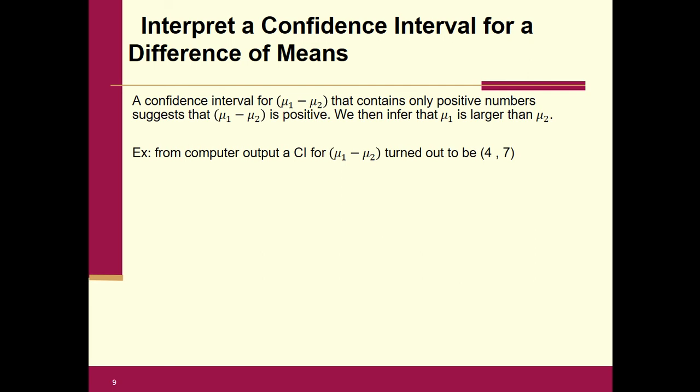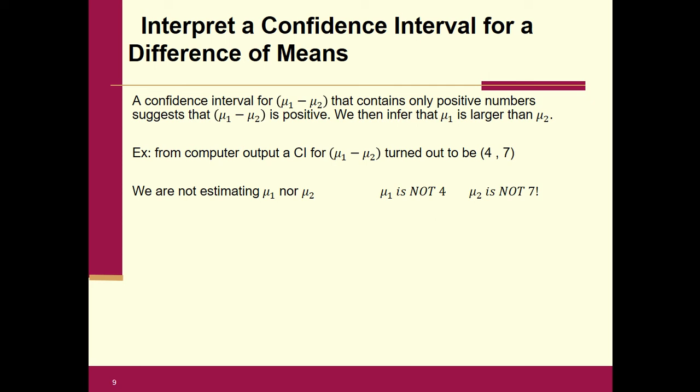So, for example, let's say that from the computer output, the confidence interval for mu1 minus mu2 turns out to be 4, 7. Now let's get something out of the way. All right. We are, again, not estimating mu1 nor mu2. We are not estimating those with these confidence intervals. Okay. So mu1 is not 4, mu2 is not 7. Let's get that out of the way.